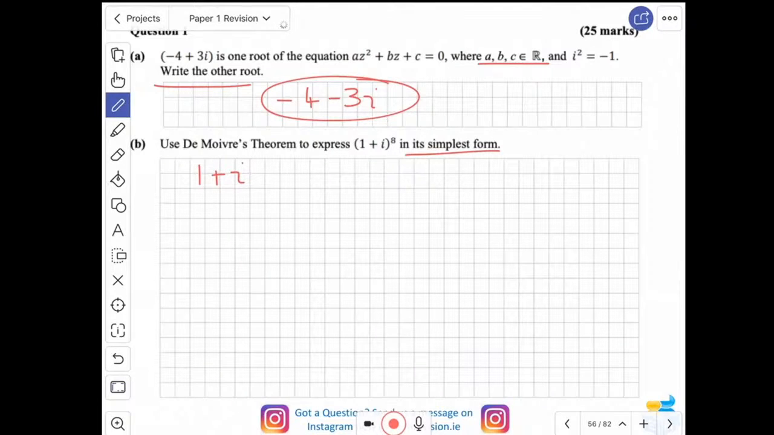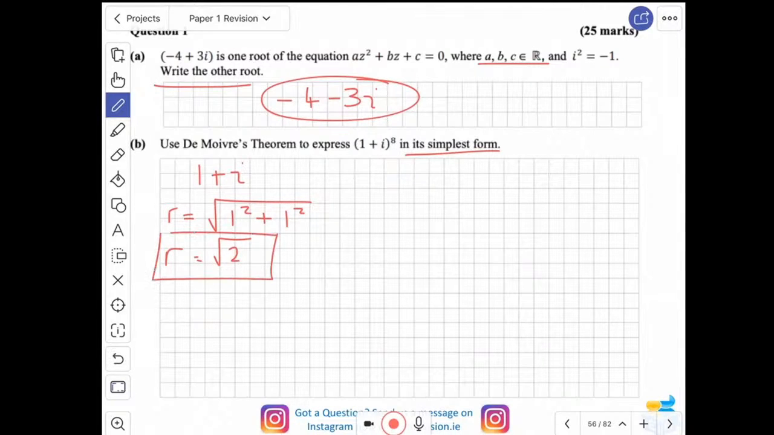So you have to work out your modulus, which we already spoke about before. That's your r. So r is equal to the square root of 1 squared plus 1 squared, because there's just a 1 there in front. So that's going to be root 2. So r is equal to root 2.